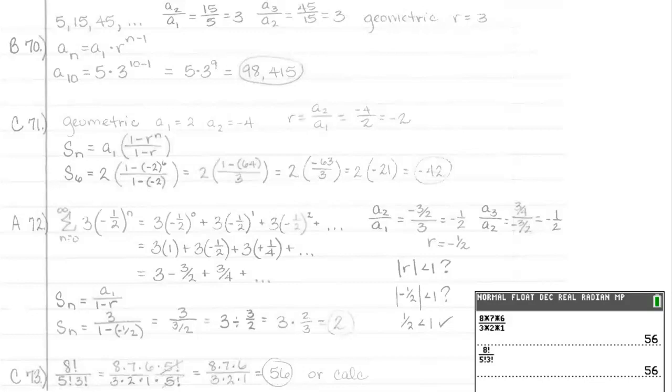All right, 71. It says find the sum of the first 6 terms of the geometric sequence with a sub 1 being 2 and a sub 2 being negative 4. So again, they've told me it's geometric, but I have to find the ratio.